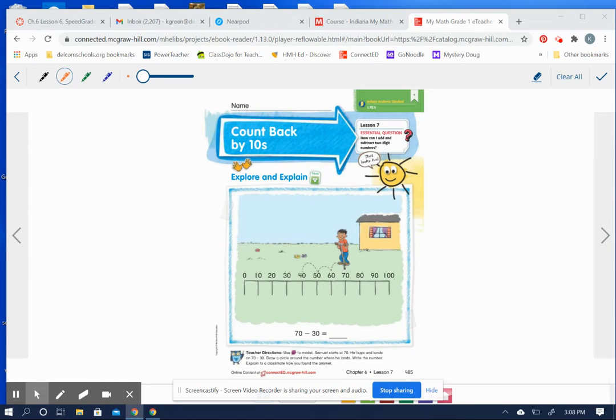Hello, boys and girls. We are continuing with our two-digit addition and subtraction. I want you to keep in mind, however, right now we are focusing on subtraction, and we're going to use a number line in order to do that today.